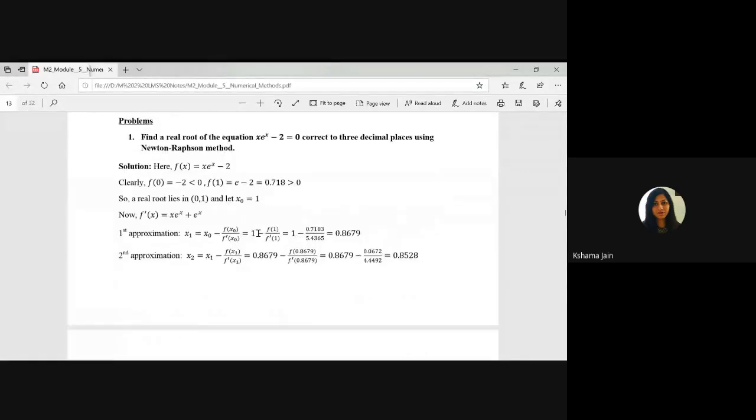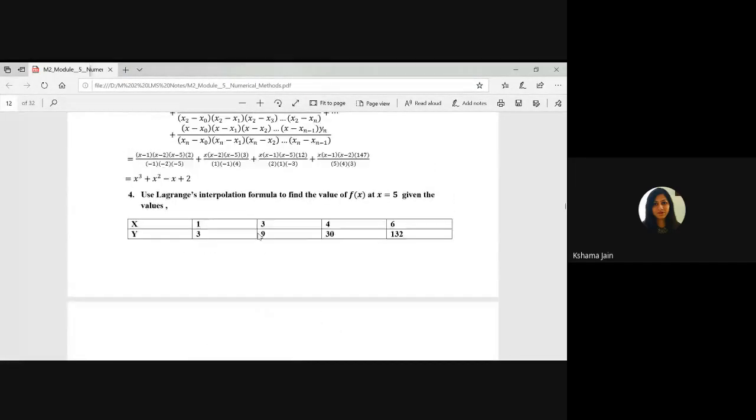Anyways, in the next class, I will take the Newton-Raphson method. Till then, three or four problems are there for each method. Do it yourself.